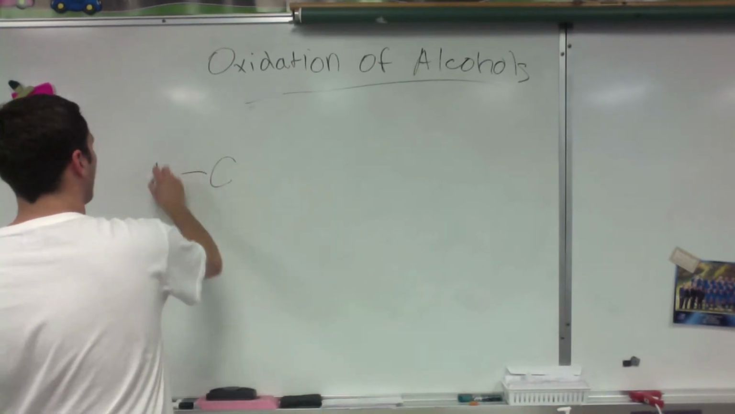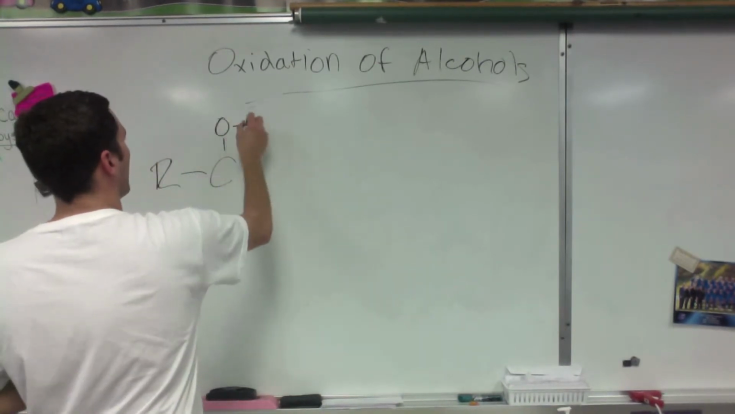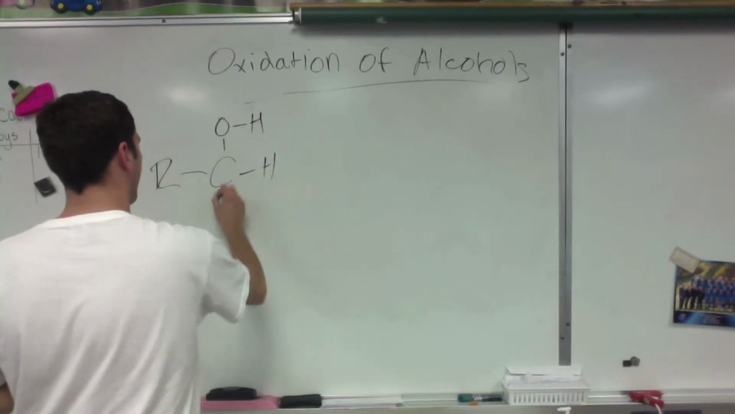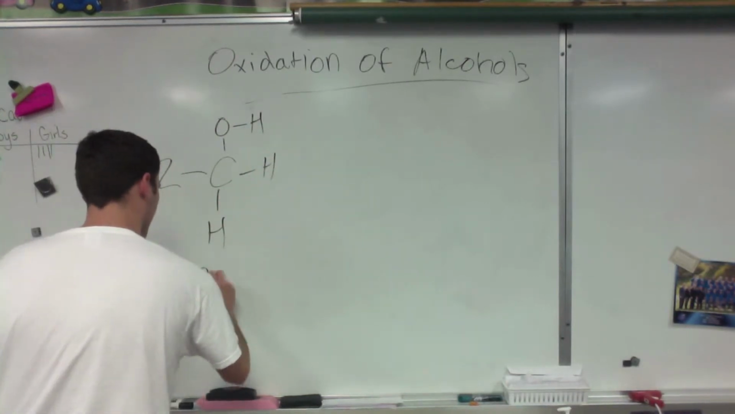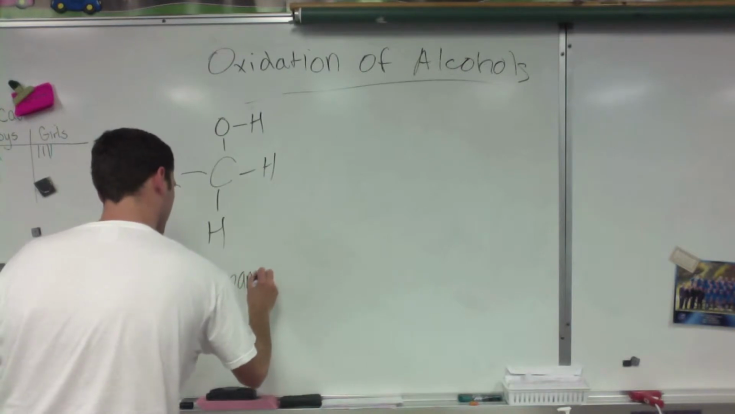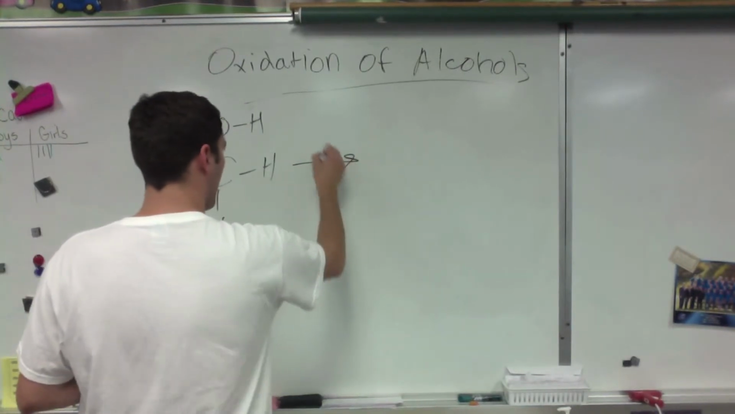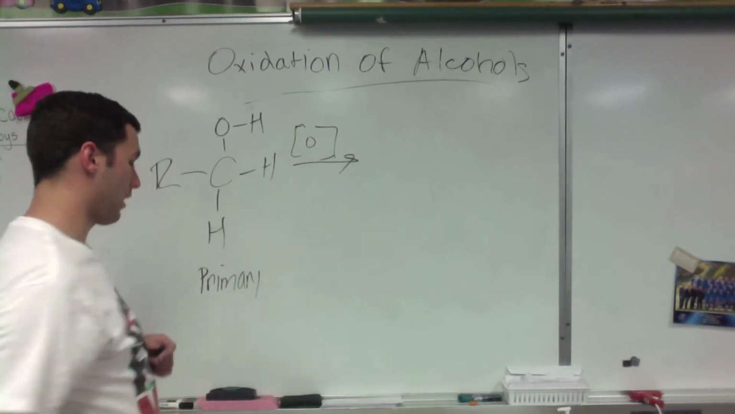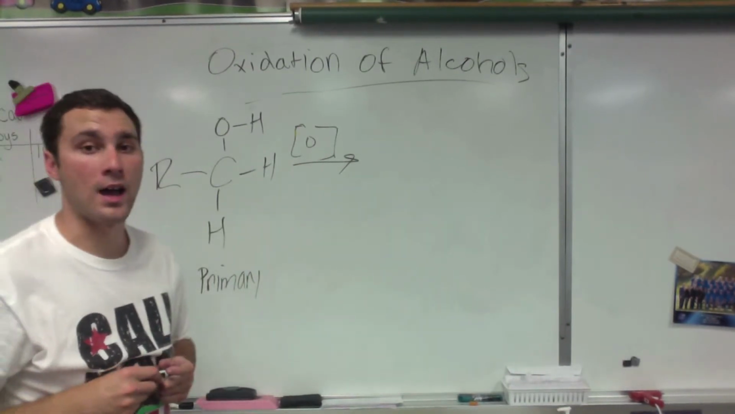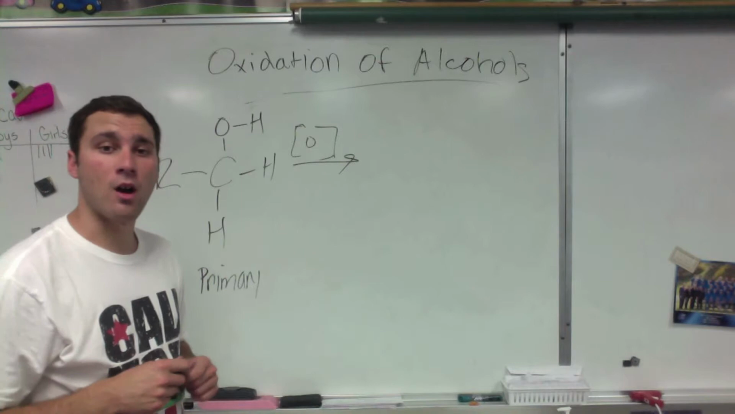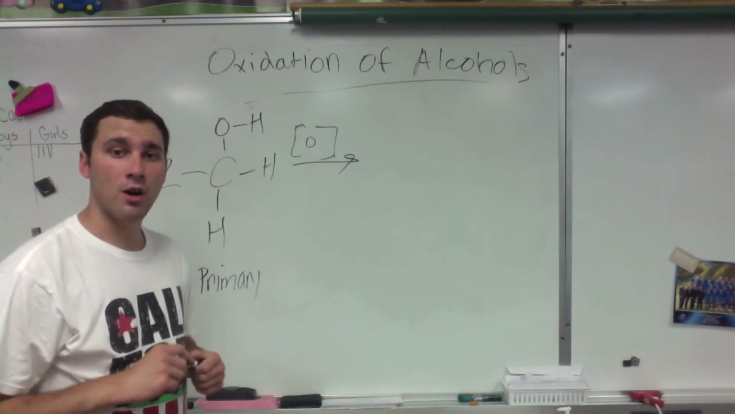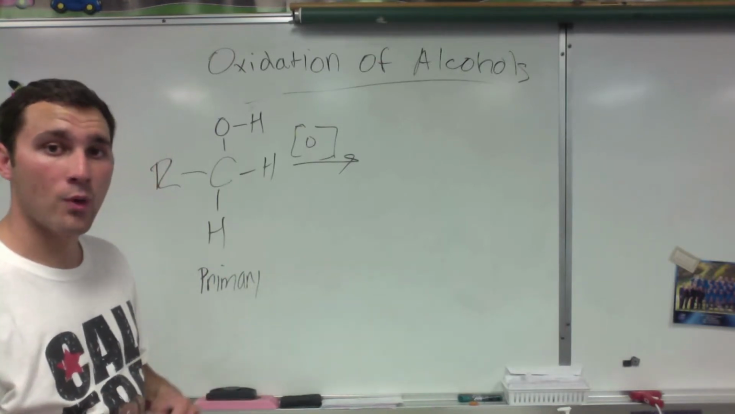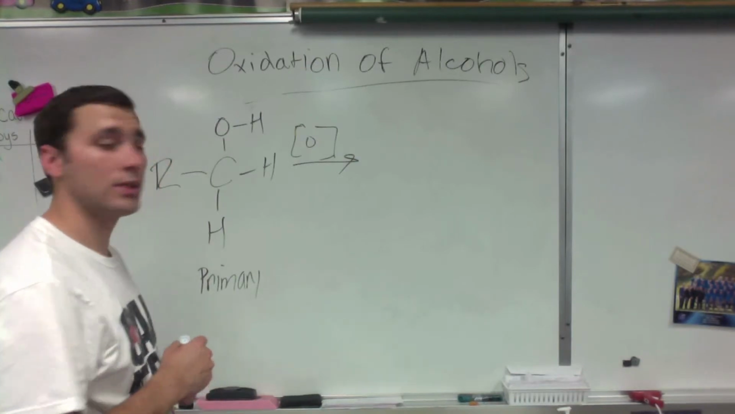Primary alcohols have one R group. And when oxidized, they form an aldehyde. And when an excess amount of an oxidizing agent is brought into the reaction, it forms a carboxylic acid. So let's take a look at that.